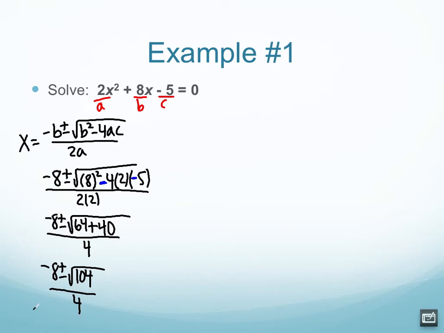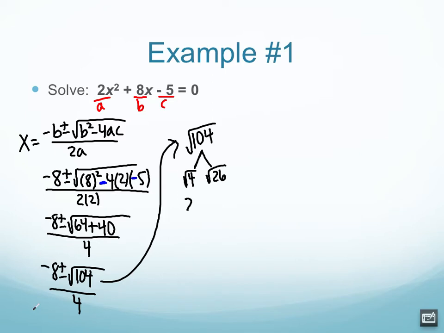Okay, now don't just start dividing everything by 4. We have to simplify that square root of 104 first. So I'm going to do that over here. 104 is even, so I would try dividing it by 4 since 4 is a perfect square. 4 multiplied by 25 is 100. Therefore, 4 multiplied by 26 is 104. Square root of 4 is 2, and then root 26 does not simplify anymore. So now we have negative 8 plus or minus 2 root 26, all over 4.